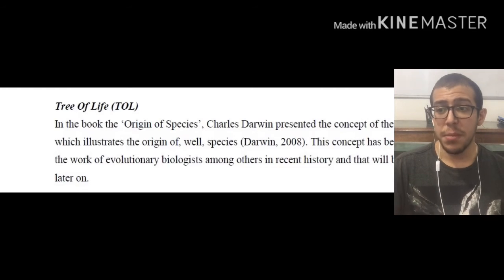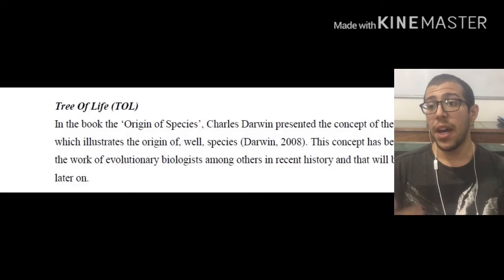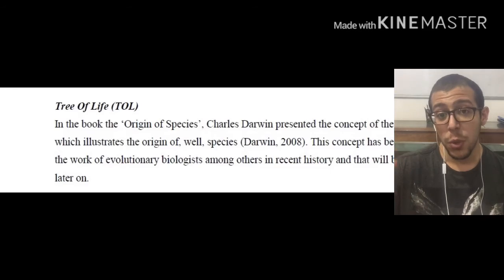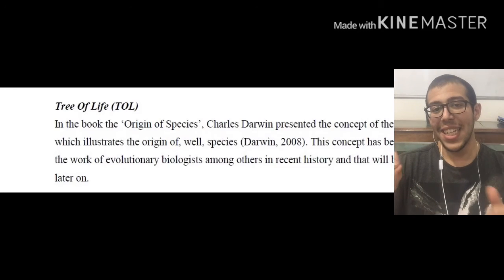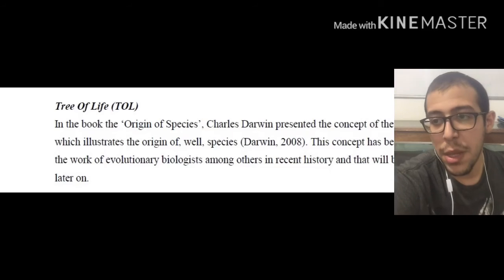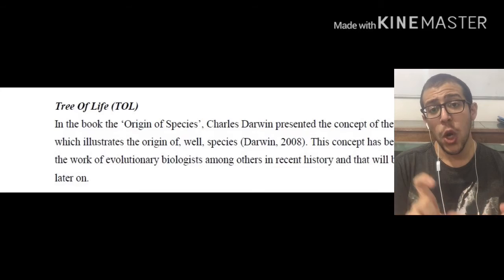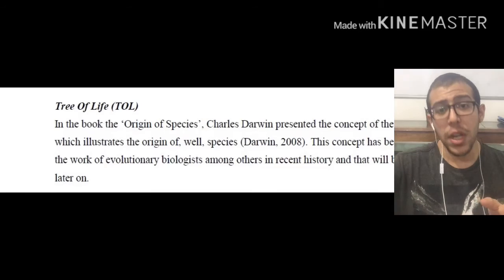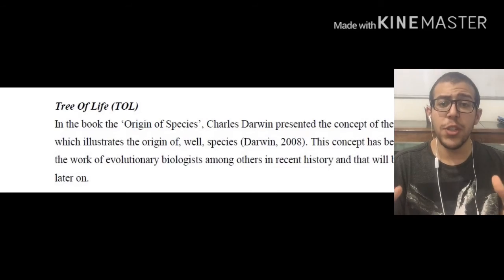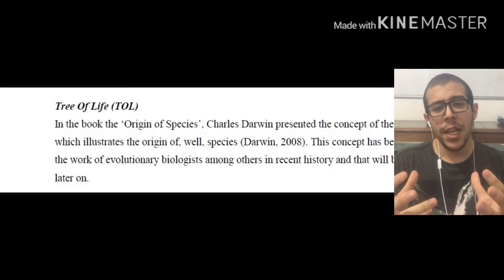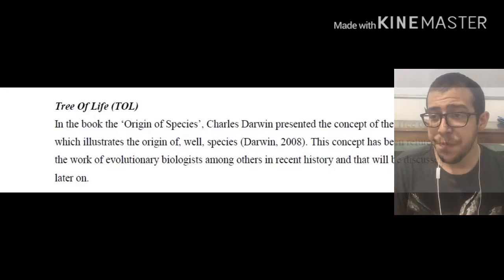So this concept, the tree of life, illustrates the origin of species. This concept has been refuted by the work of evolutionary biologists, among others, in recent history, that will be discussed later on. However, I'd like to mention here, I mentioned refuted. However, I want to mention that it's not the organism, like the initial organism that, by the way, we're going to be discussing in the next part, but these two concepts are going to be going hand in hand. So I'll explain LUCA, and then I'm going to try to explain between them both how LUCA and the tree of life kind of can actually work together.